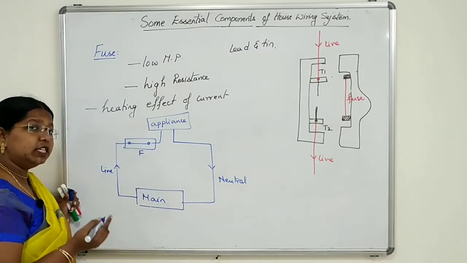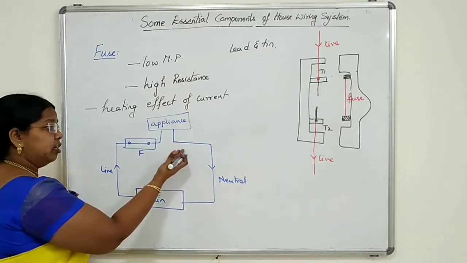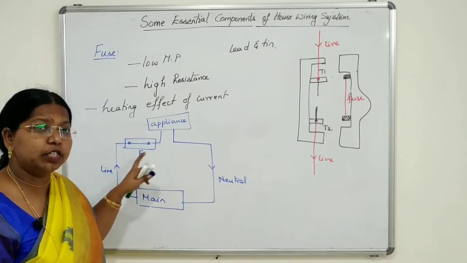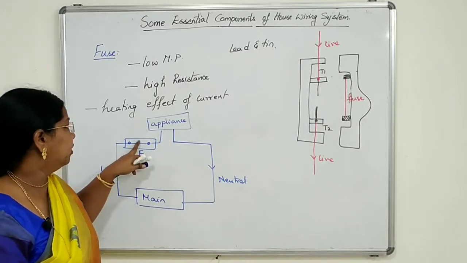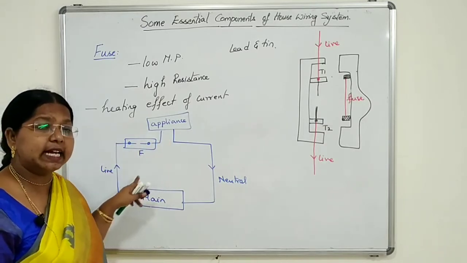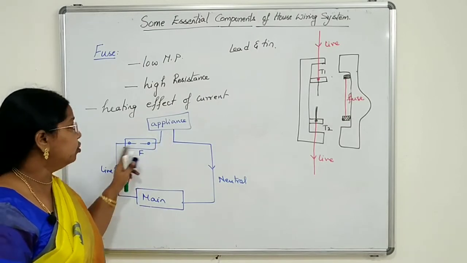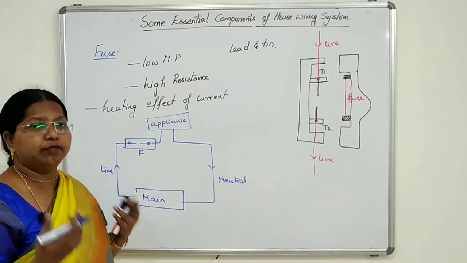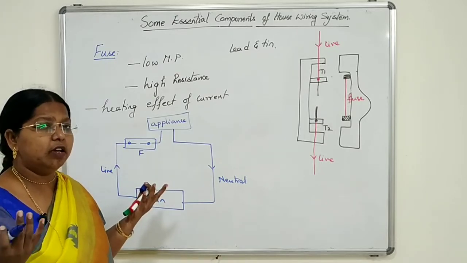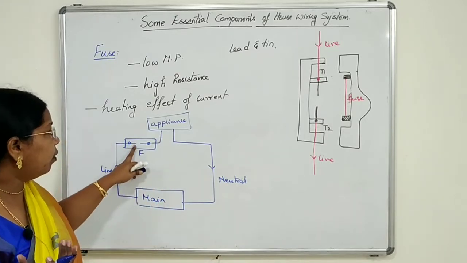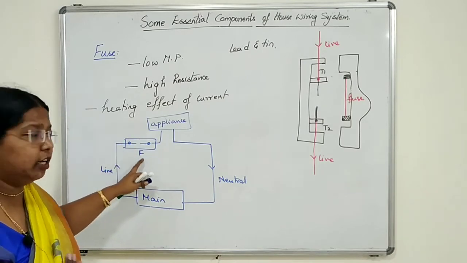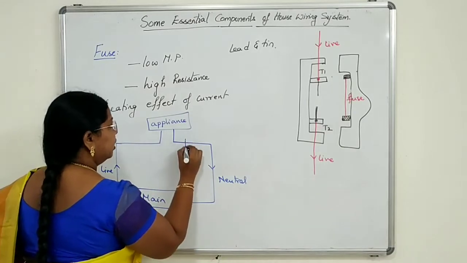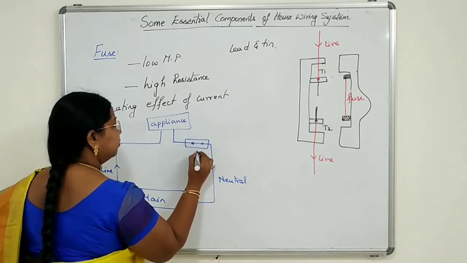If this fuse is in the neutral, what happens? If it is in the live wire and any fluctuations or high current flows into this, it will melt and break and disconnect the circuit. So there is no flow of current into this appliance. Even if you touch it, now we are safe from electric shock. Suppose the fuse wire is not here, but was placed in the neutral wire.